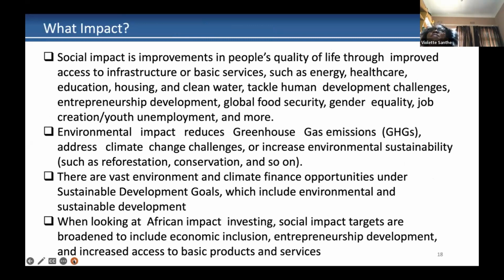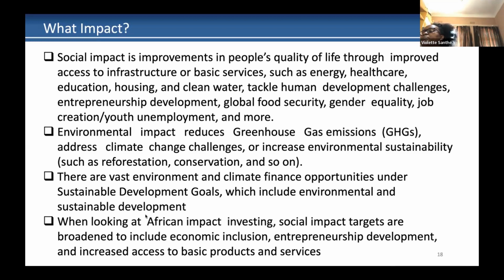So, as we have been discussing, the word impact has been common in all the slides we've been looking at. What impact are we looking at here? So there is a social impact, which is the improvement in people's quality of life through improved access to infrastructure or basic services, such as energy, healthcare, education, housing, and clean water. In addition, social impact objectives tackle human development challenges, including entrepreneurship development, global food security, gender equality, job creation, youth unemployment, and more.